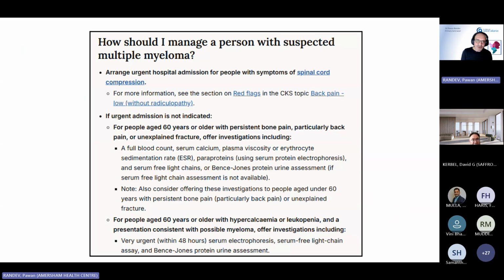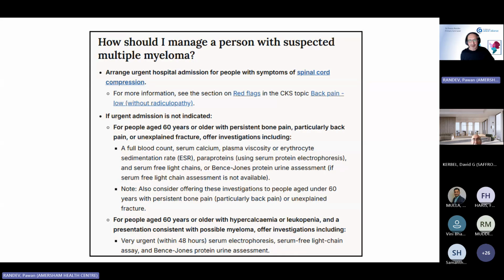The next thing I wanted to look at was a condition that we don't see a great deal of in general practice, but this is the cancer that actually takes the longest time frame between initial presentation to us with symptoms and eventual cancer diagnosis, and it's multiple myeloma.